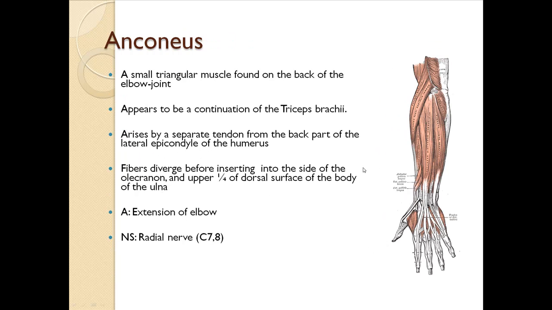There is a small triangular muscle on the posterior surface called anconeus. We can see anconeus here that arises from the posterior aspect of the lateral condyle or epicondyle of the humerus. Fibers insert onto the side of the olecranon process, blending in to the tendon of triceps. Again, it's a small muscle, so it's a weak extensor of the elbow, and its nerve supply is via the radial nerve C7 and C8.